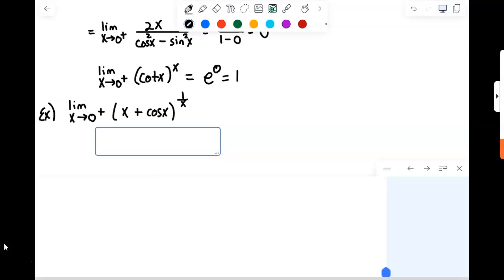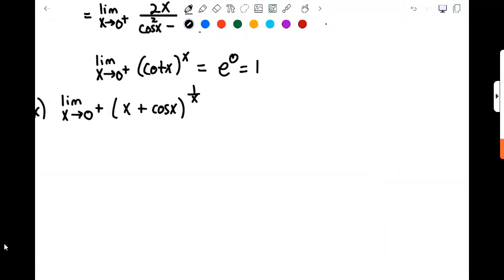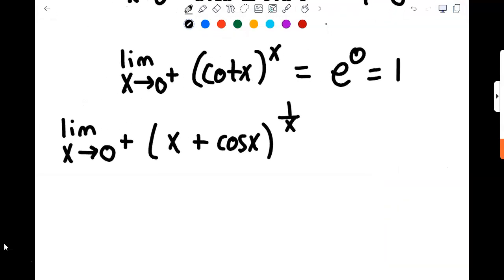Okay, let's look at one more of these limits, these exponential limits. So here we're looking again at the limit as x approaches 0 from the positive direction of x plus cosine x to the 1 over x.